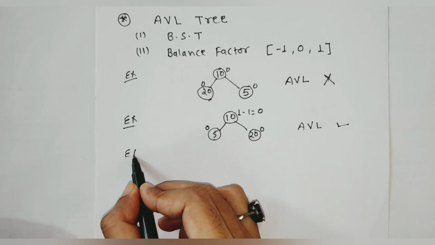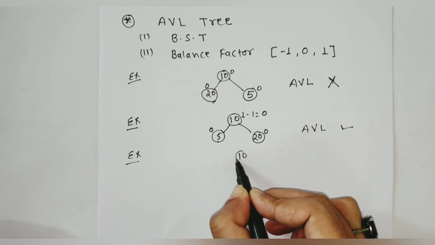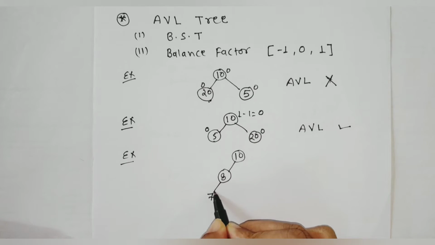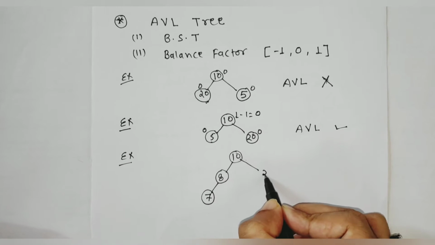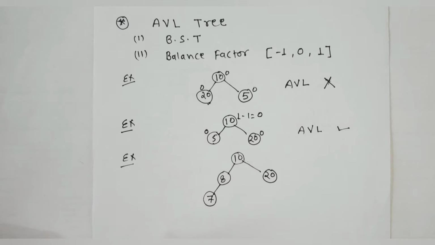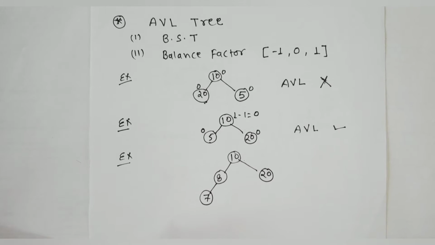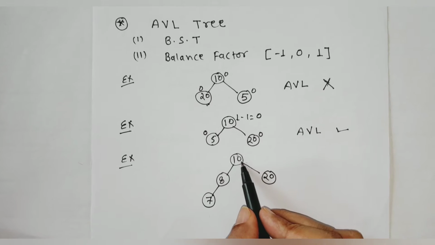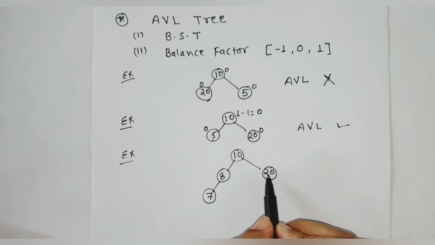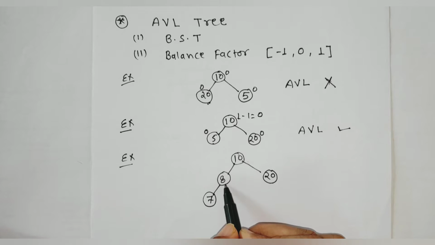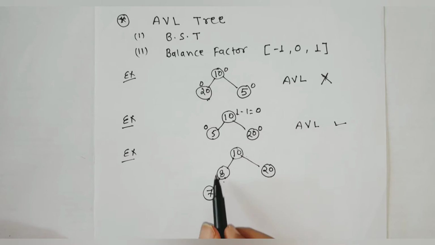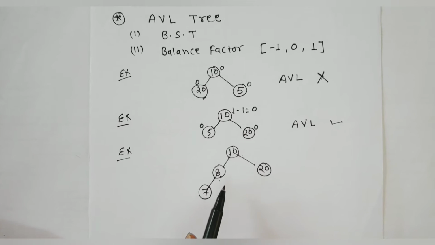Now let's see one more example. Suppose I have 10, 8, 7 and here 20. So first we will check whether it is an AVL tree or not. First we will check whether it is a binary search tree or not. So the root is 10, 20 is greater, this is fine. After that it is 10 and 8 is less than 10 and 7 is also less than 8. So it is a binary search tree.